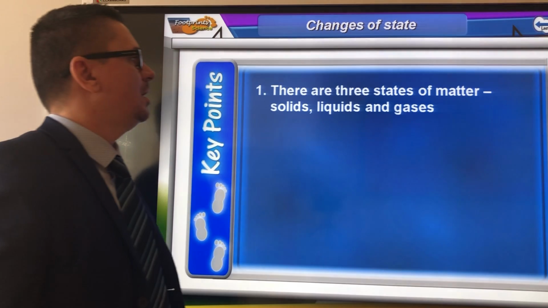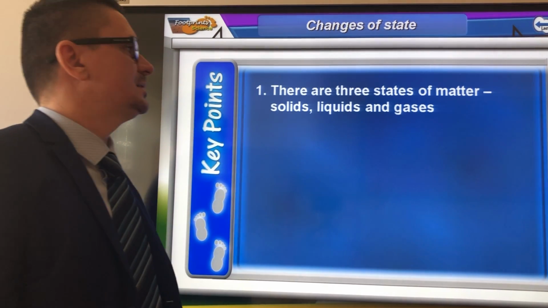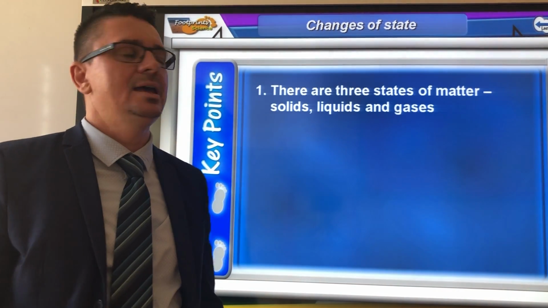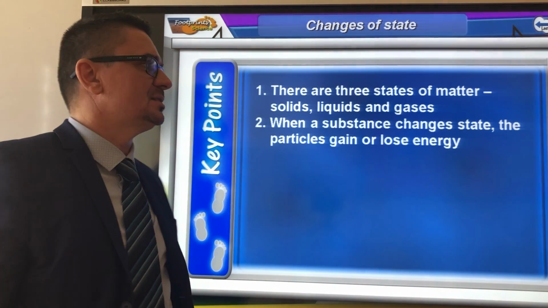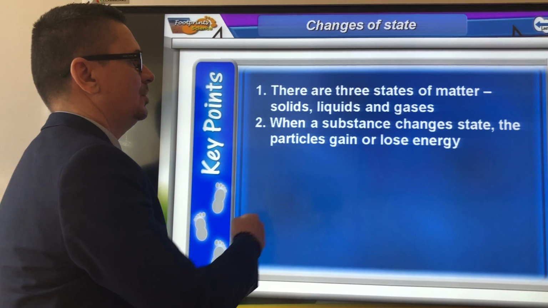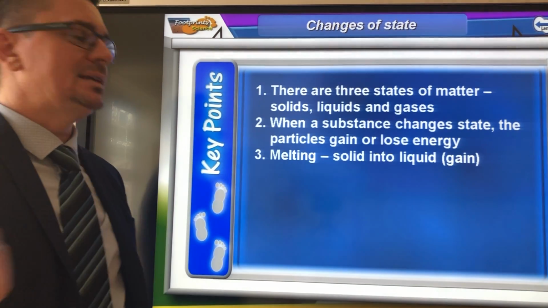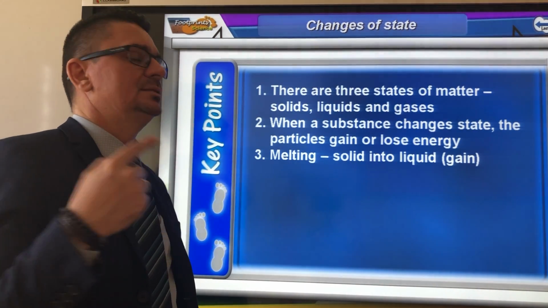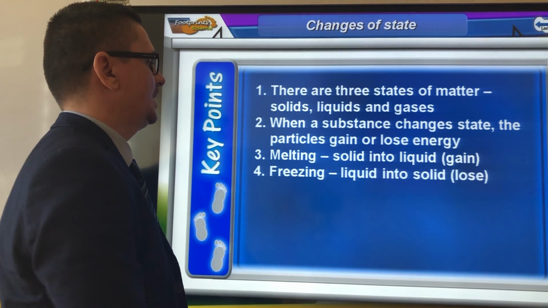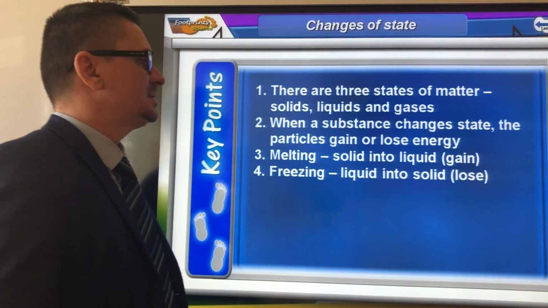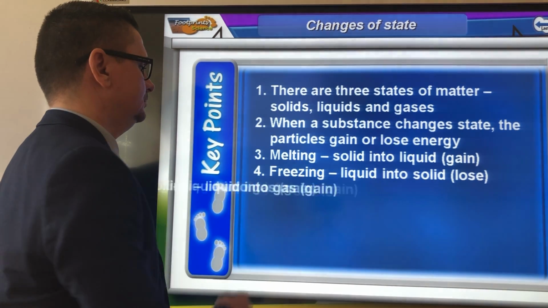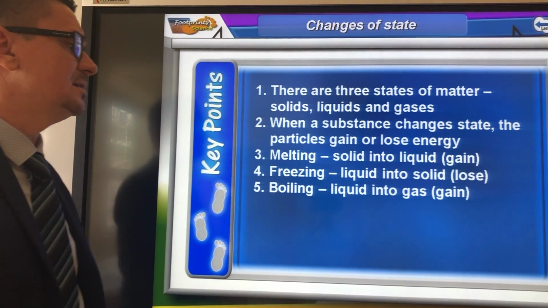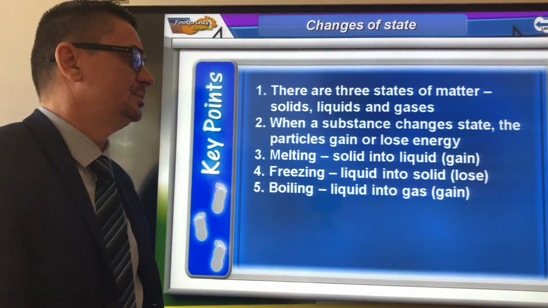What we learned so far is this. There are three states of matter: solids, liquids and gases. When a substance changes state, the particles gain or lose energy. Melting means that something solid turns into liquid. When freezing happens, liquid turns into solid. And boiling means that the liquid turns into gas.